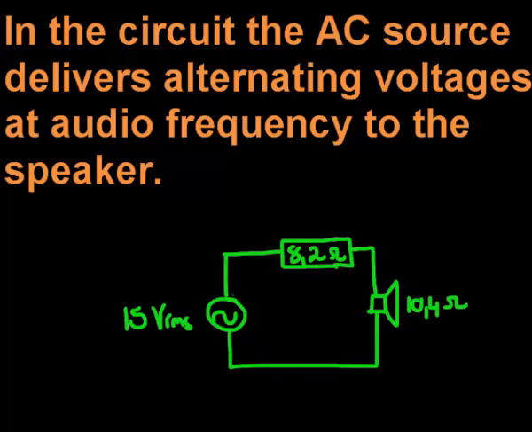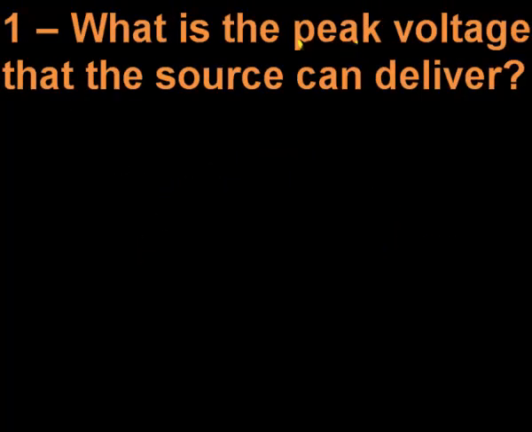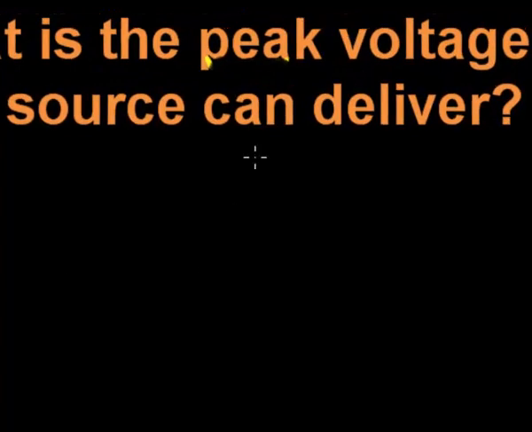Now, one of our first questions asks about a circuit that has an AC source that delivers alternating voltage at an audio frequency to a speaker. If you take a look at your circuit, you have a series circuit. Here is your power source, an alternating power source. That means the positive and the negative will swap around, and this is a 15 volt RMS source. Note that we've got two resistors, one is an 8.2 ohm resistor and the other, that of a speaker, is 10.4 ohms. They then ask you what is the peak voltage that the source can deliver.